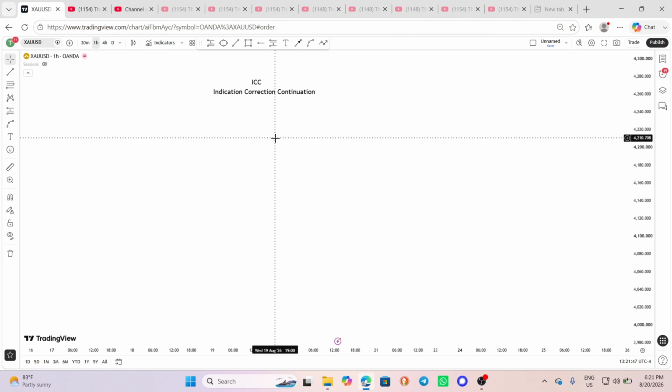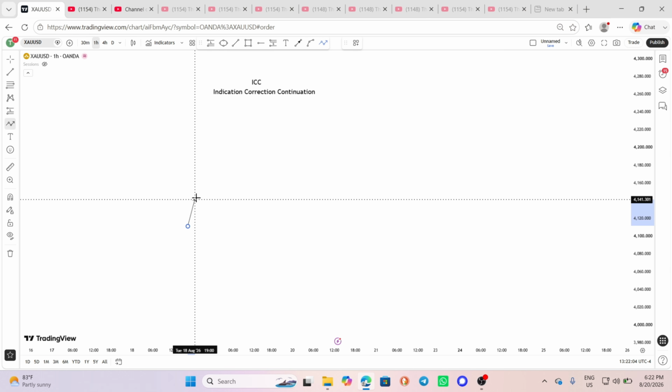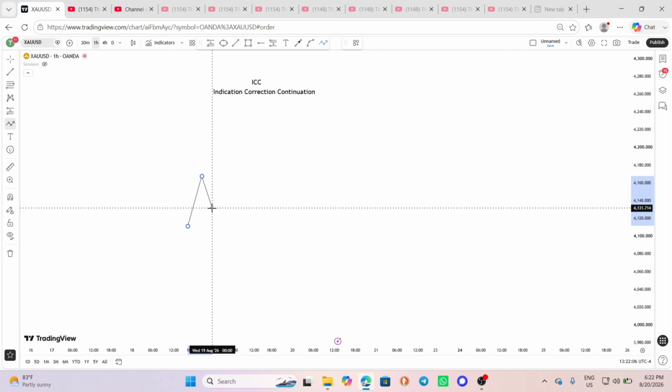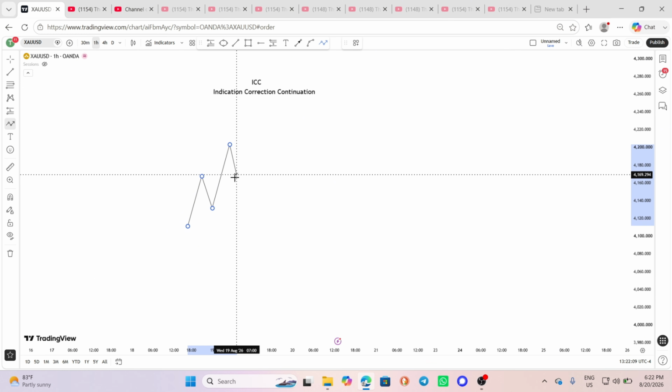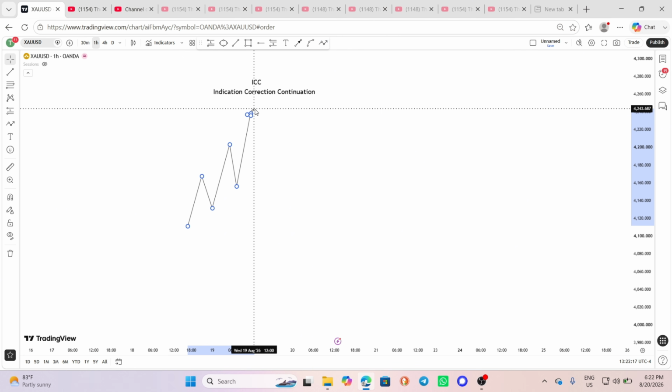This is the meaning of ICC. This is how price moves. This is pure price action. Price will give you an indication, a correction, and a continuation. Nothing else. So let's say for instance we're in a bullish market, or an uptrend. Price is going to give you a high, a higher low, a higher high, another higher low, another higher high, another higher low, and so on and so forth. This is how price moves.